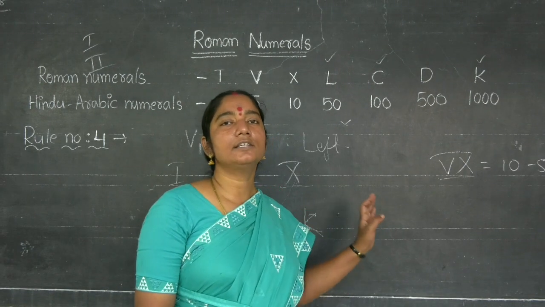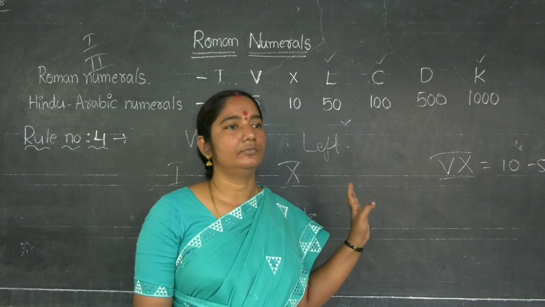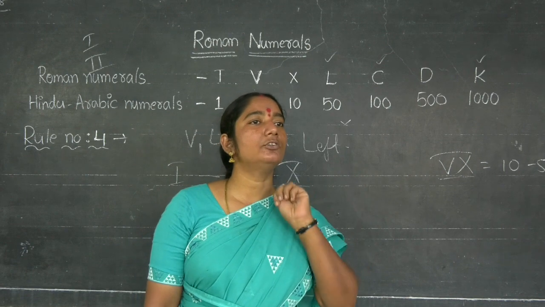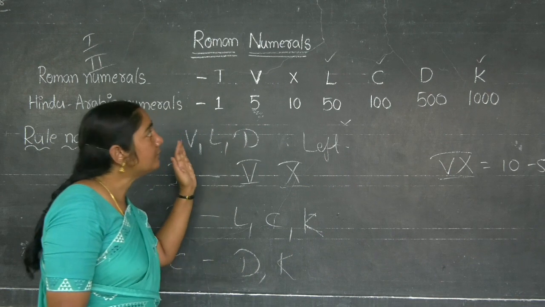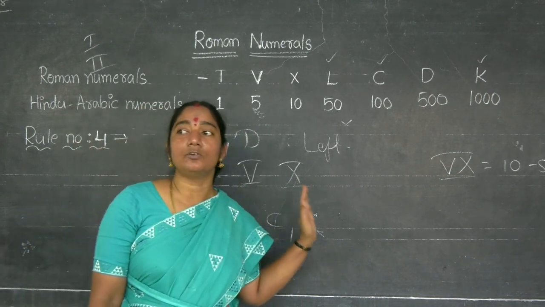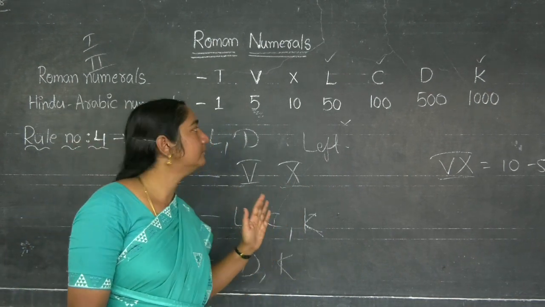Now let us have a discussion about rule number 4. Now we are discussing the 4th rule. Till now we have discussed the first, second and third rules. Now in this 4th rule, this is a very important rule. Please try to understand this rule.